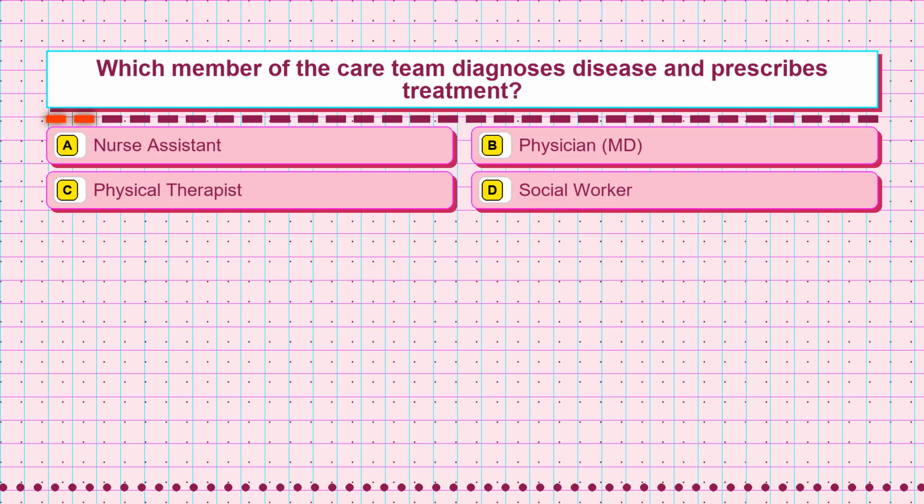Question 68. Which member of the care team diagnoses disease and prescribes treatment? Option A, a nurse assistant. Option B, physician, MD. Option C, physical therapist. Option D, social worker.